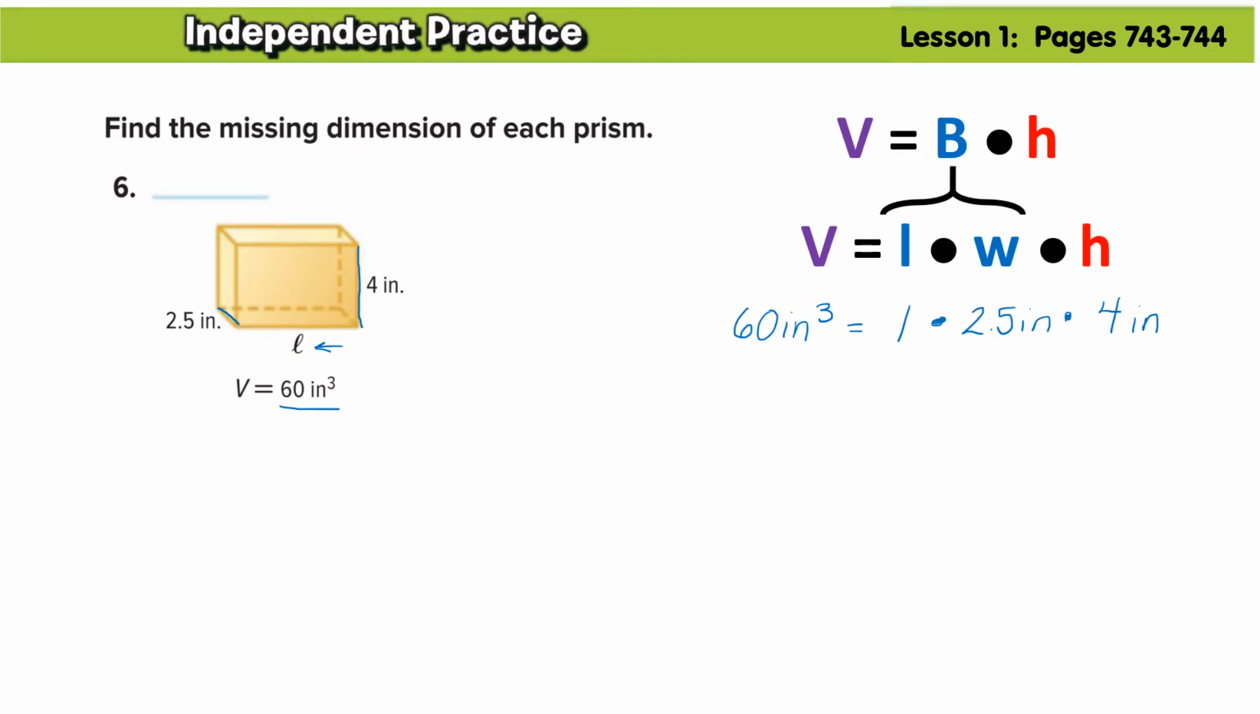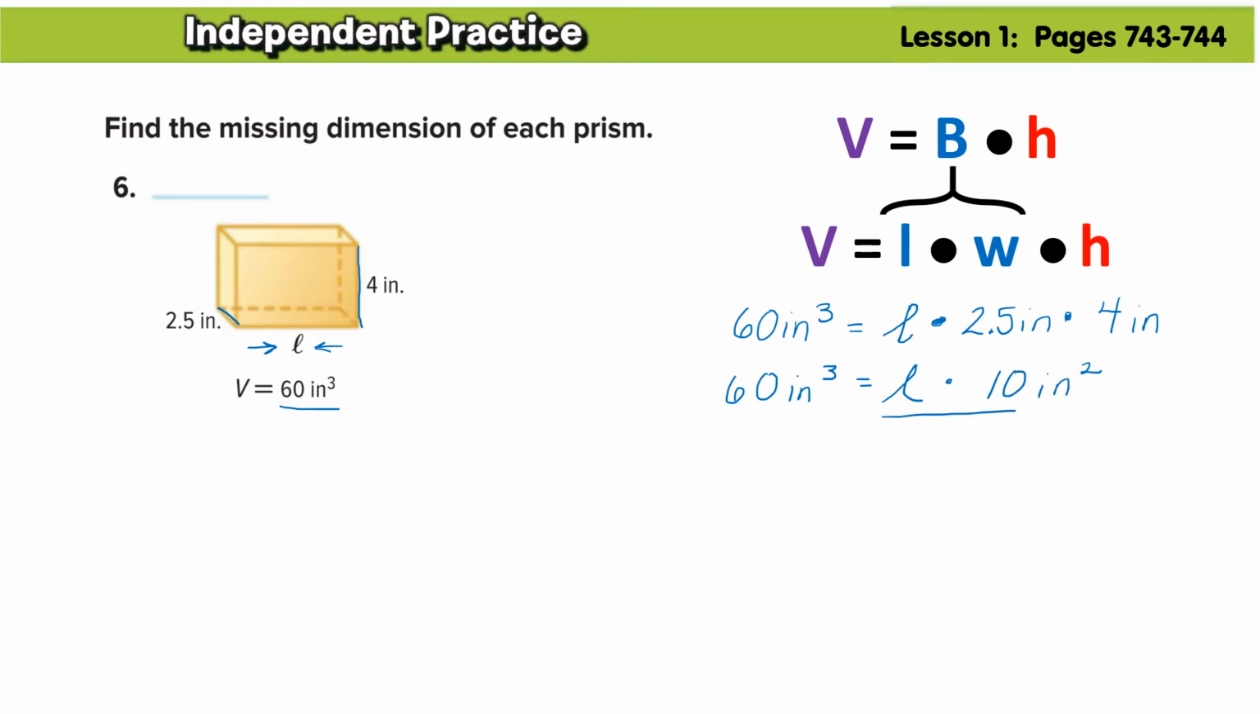Now, do you see how my L looks like a 1? That's why in math they use cursive. So it should look like that more so. Make it look like an L. Okay? So we're going to multiply 2.5 times 4. And we get 10. So we have 60 inches cubed equals the length times 10 inches squared.